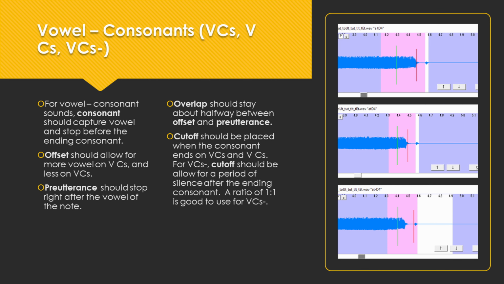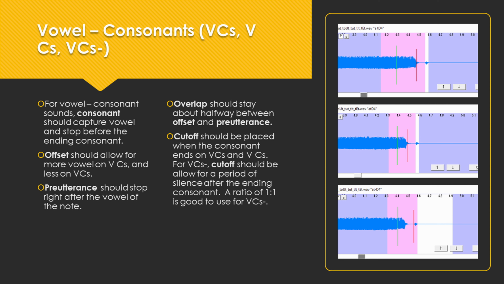For middle VCs, the offset should be placed more so on the vowel and less on the consonant. The consonant should capture everything up until the consonant, leaving some white space between the cutoff. The preutterance should stop right after the vowel, and the overlap should be halfway behind it. For VCs that have a space between them, the vowel will be longer. For VCs with no spaces, the vowel will be shorter.